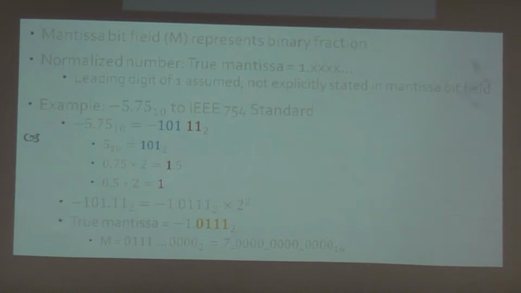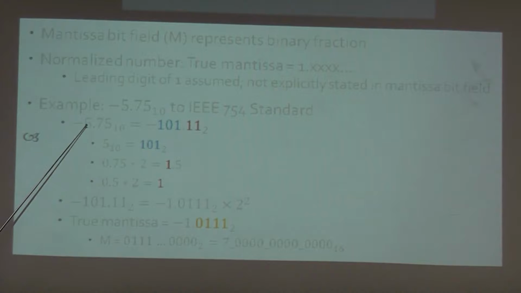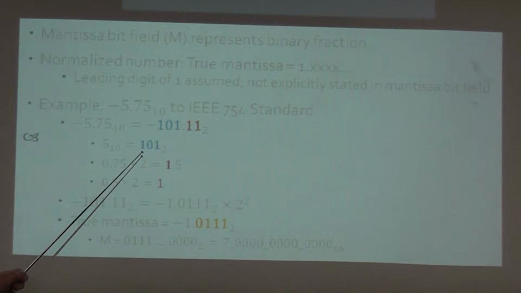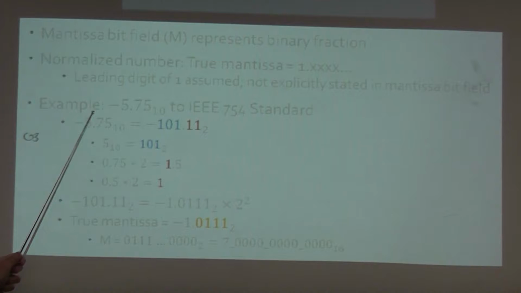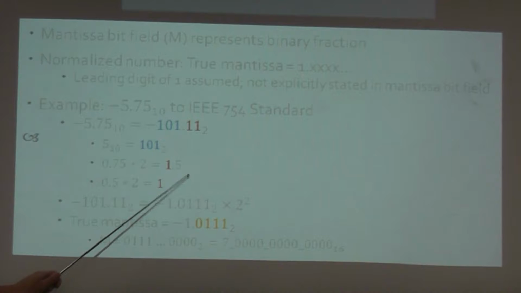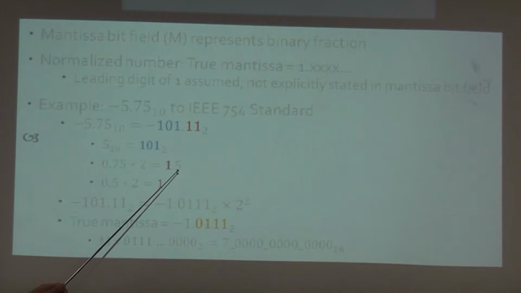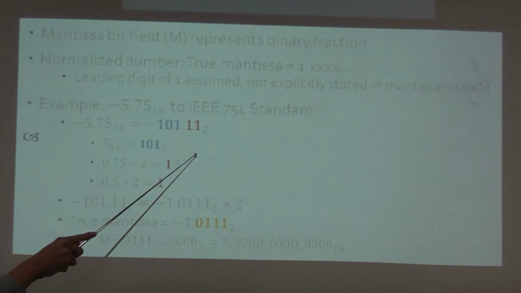So to give you an example, if we're going to convert a decimal number of negative 5.75 to double precision floating point, we would do as follows. We would take the digit to the left of the decimal point, convert that to binary, and that's pretty straightforward. To get the binary fraction, you would multiply the right side of the decimal by 2, and continue multiplying the remaining right side by 2 until you get a whole number, there's no remainder. Once you finish that, starting from the top and going downwards, you will get your binary fraction.